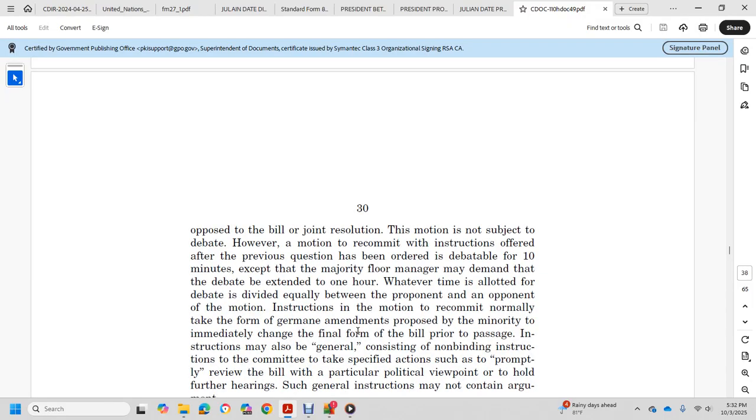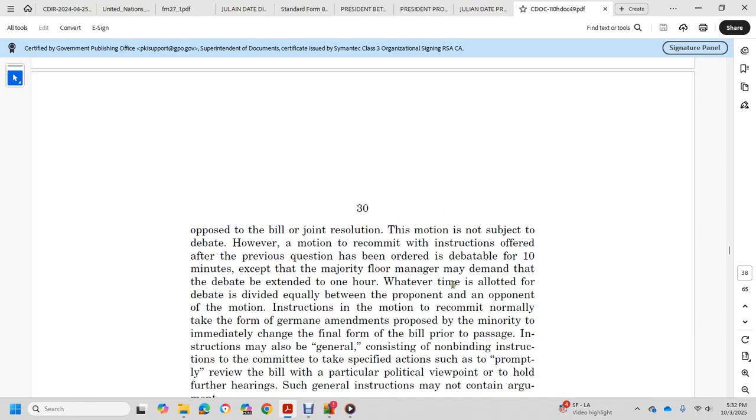However, a motion to recommit with instructions, after the previous question has been ordered, is debatable for 10 minutes, except where the majority floor manager makes a demand for debate to the extent of one hour. Whenever time is allowed for debate, it is divided equally between the proponent and the opponent of the motion. The instructions of the motion to recommit normally take the form of the remaining amendments proposed by the minority, immediately changing the final form of the bill prior to passage.